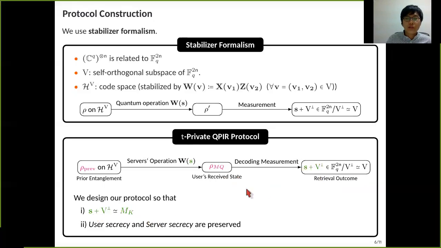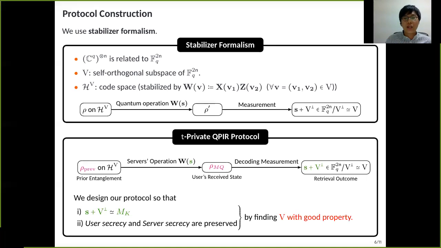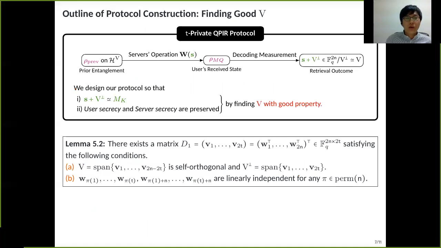And during this process, we didn't consider any secrecy conditions. So you need to satisfy the user secrecy and the server secrecy during this process. So we construct some sophisticated way to make these two conditions satisfied. But the essential point is that satisfying these two conditions reduces to the problem of finding the stabilizer V, which has a good property. So what is a good property?